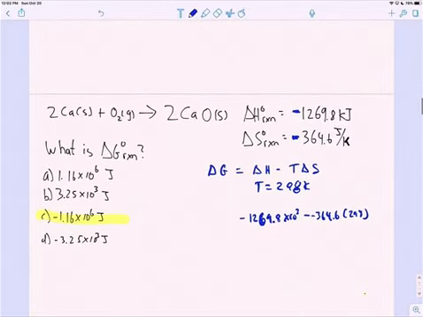All right, so why don't you try this out and see if you can figure this one out on your own. And there's some hints there.